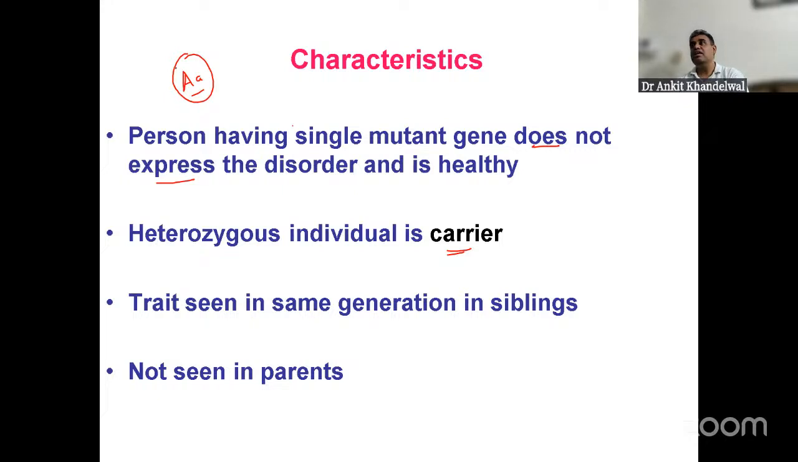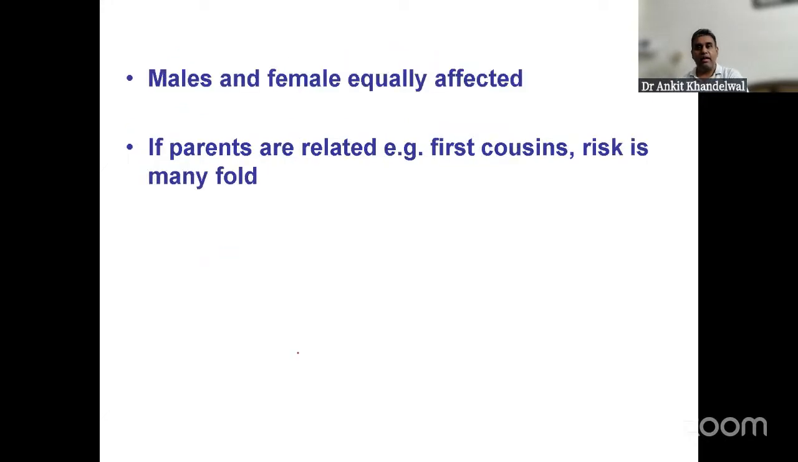Carrier means he or she would be fine phenotypically, but might be transmitting the disease further on to the next generation. The trait is seen in the same generation, siblings, not seen in parents. So it can happen when it is not being seen in parents. Males and females are equally affected. It is more likely if parents are related. Again, first cousins' risk is higher. So these are consanguineous marriages, as I've discussed in a bit of detail also.